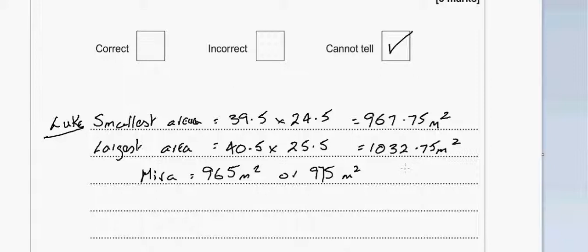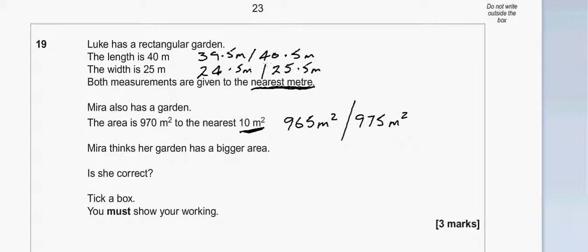It's not really the greatest question in the world, but I hope you understand that whenever you see the nearest, then you just go half of whatever the nearest is up and down. So a metre, so half a metre up, half a metre down. The nearest 10 metres, then 5 metres up, 5 metres down, or metres squared. Okay, so I'll move on to the next question.